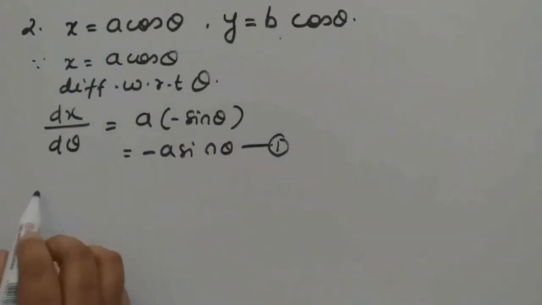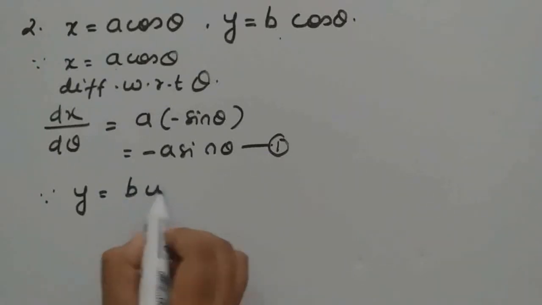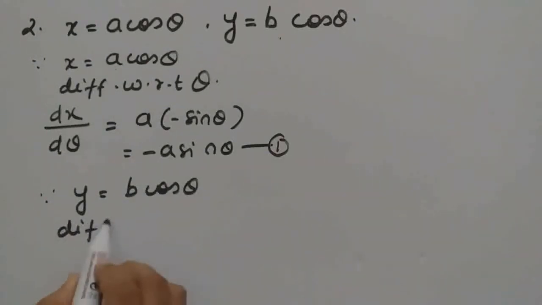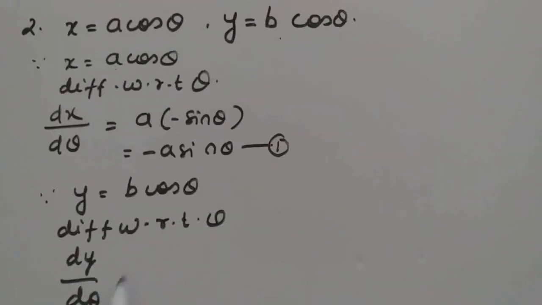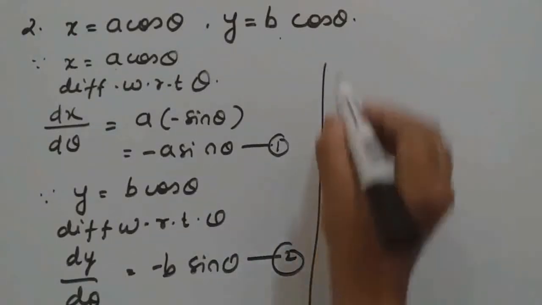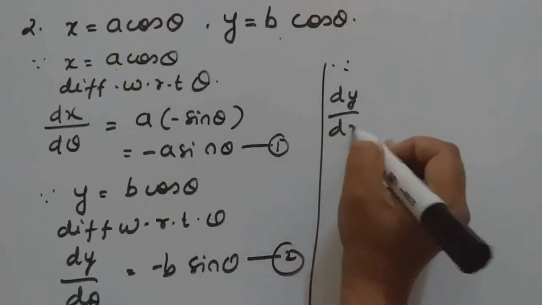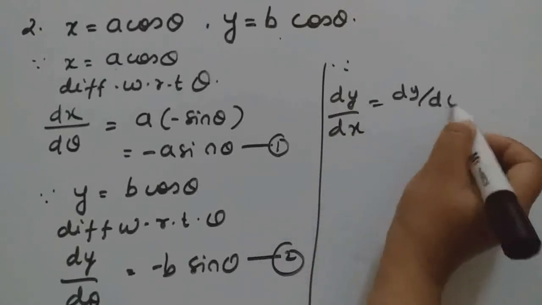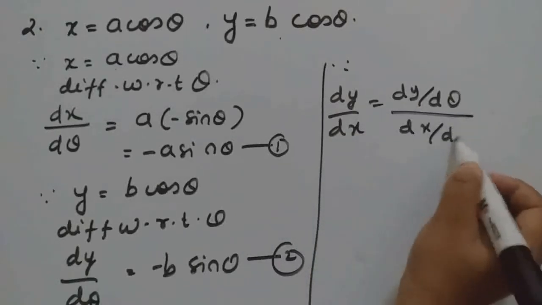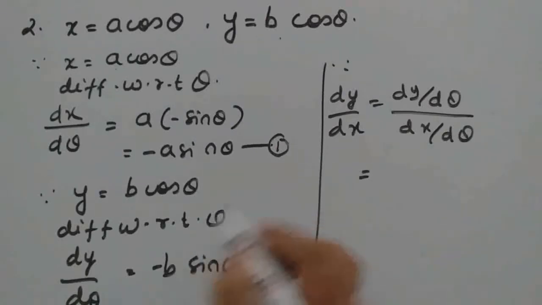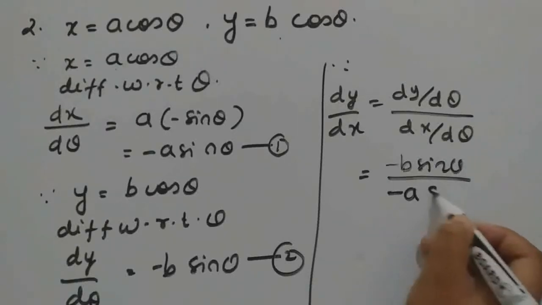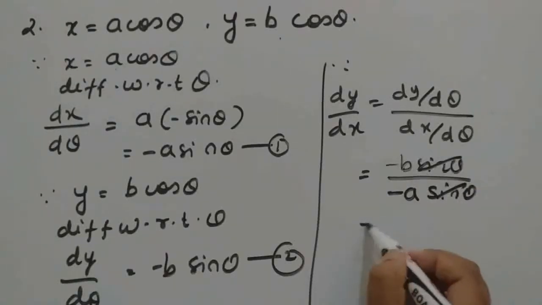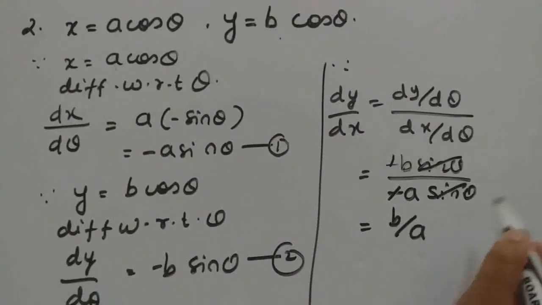Now find dy by d theta. So y is b cos theta, differentiate with respect to theta. So dy by d theta is minus b sine theta, equation 2. Now since we know dy by dx is dy by d theta divided by dx by d theta, from 1 and 2 what we can write? Minus b sine theta divided by minus a sine theta. Sine theta will go, minus will go, answer is b by a.